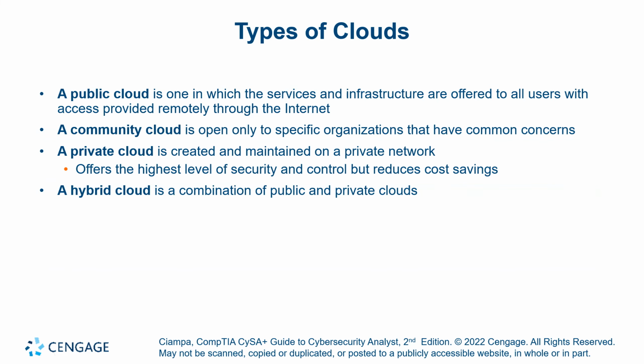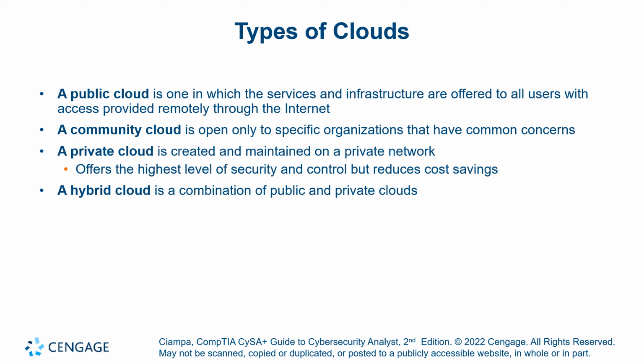Types of clouds. You have a public cloud. This is one in which the services and infrastructure are offered to all users with access provided remotely through the internet. A community cloud is open to only specific organizations that have common concerns. A private cloud is created and maintained on a private network. This offers the highest level of security and control, but reduces cost savings. And that's because basically they have to curtail everything to your needs.